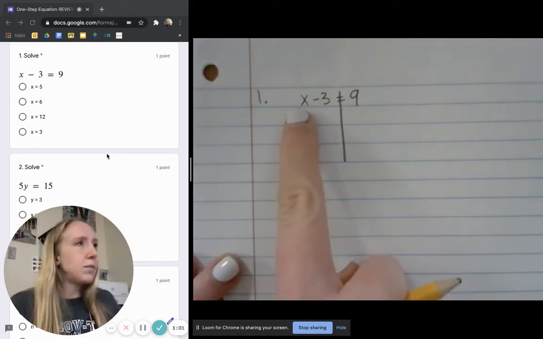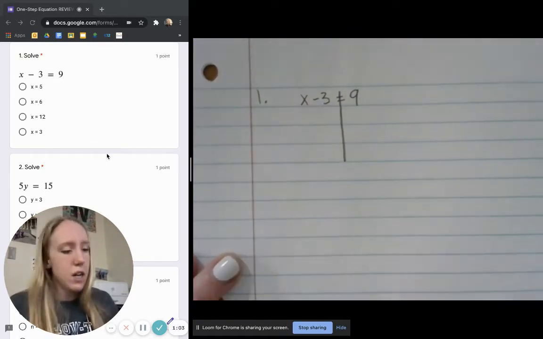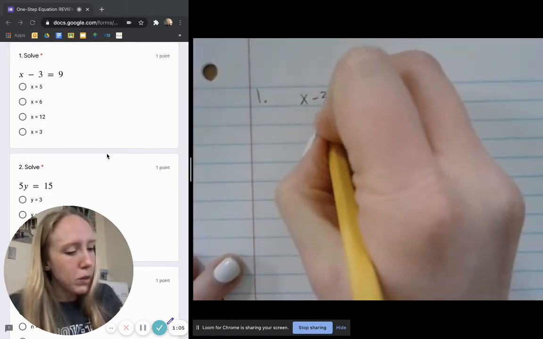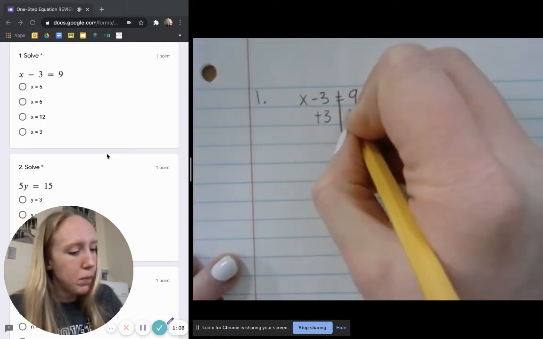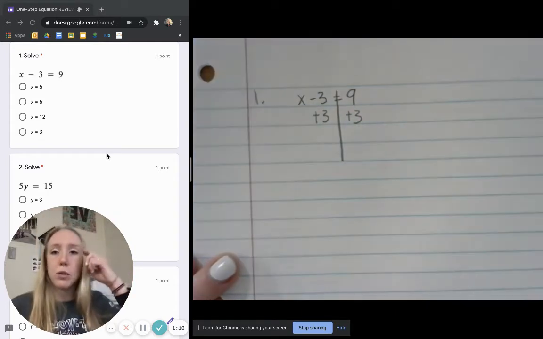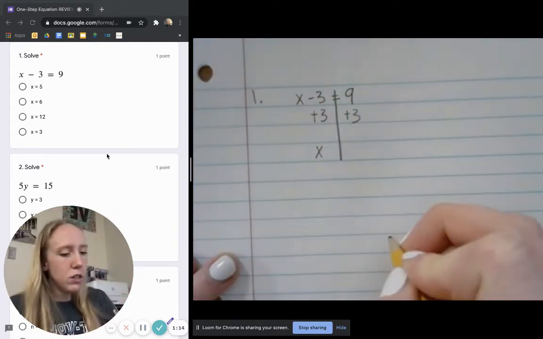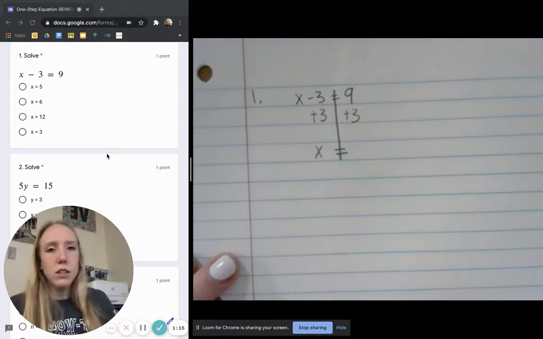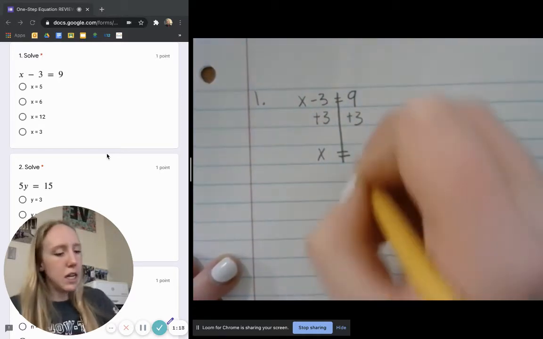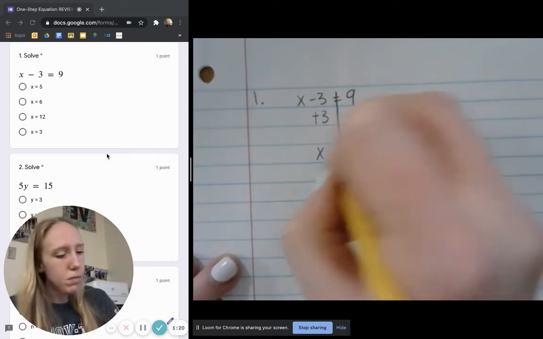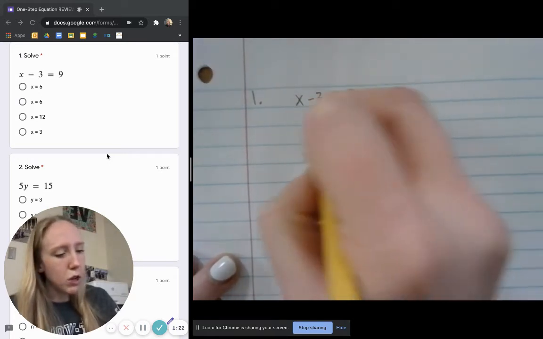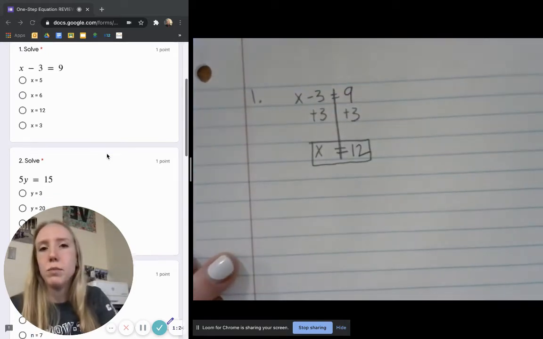Now I want to get x by itself. It says x minus 3. So I add 3 to both sides. I do the opposite of minus 3, plus 3 and plus 3. Same thing to both sides. Getting rid of that minus 3, I have x alone, equals in the middle. 9 plus 3 is 12. So double check that what you chose on that is 12.